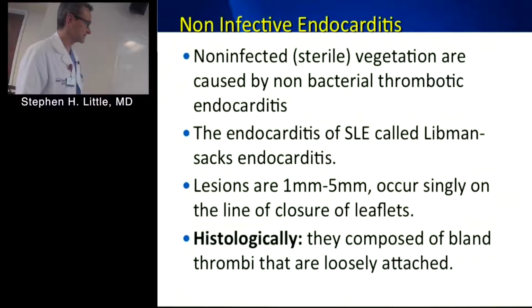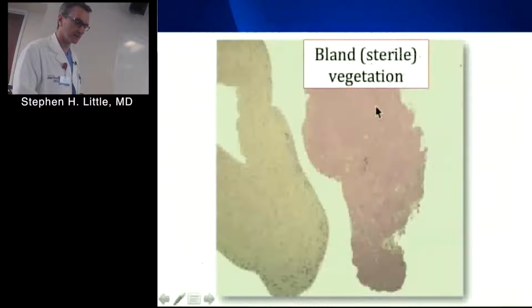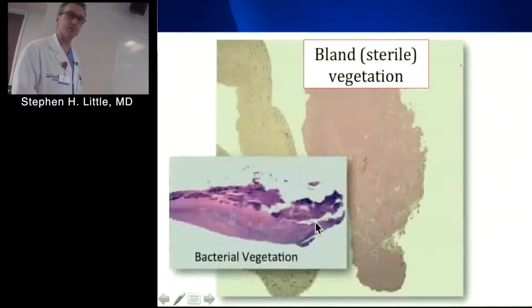But they're not as big as you typically see, and they're usually around the closure line. So chordae, closure points as well. And they're bland, so this is what they look like. No bacteria, in contrast to the bacterial vegetation, which stains dark. So they're really very different, but on an echo, they could look pretty similar.